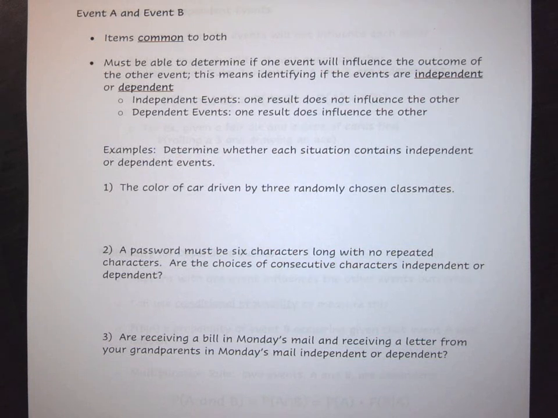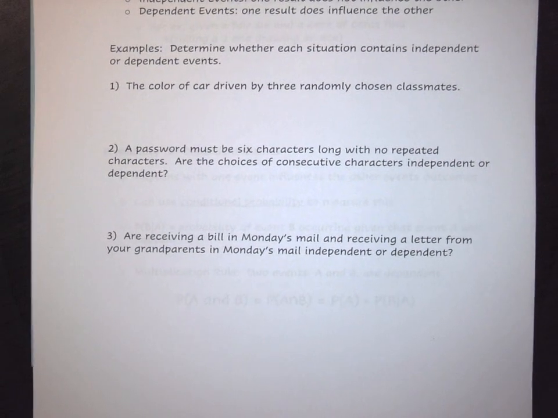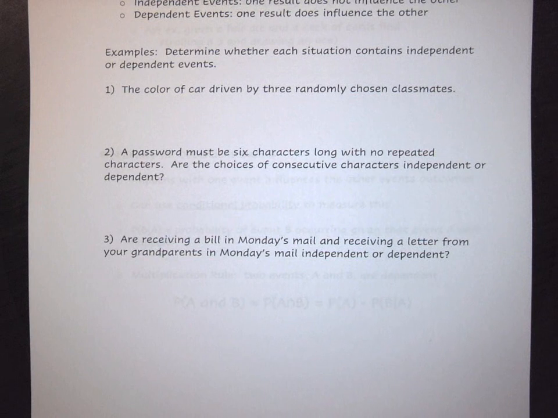So the first thing that I want to do real quick is just make sure that we all have a firm understanding on what it means to be independent versus dependent. So I have a couple statements here. And what you have to do is determine in each statement if you have independent or dependent events. So my first one says, the color of a car driven by 3 randomly chosen classmates.